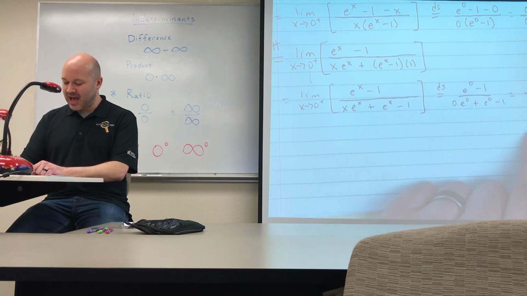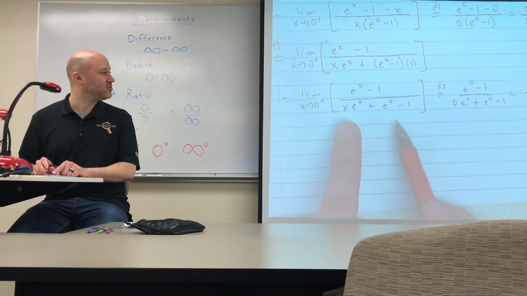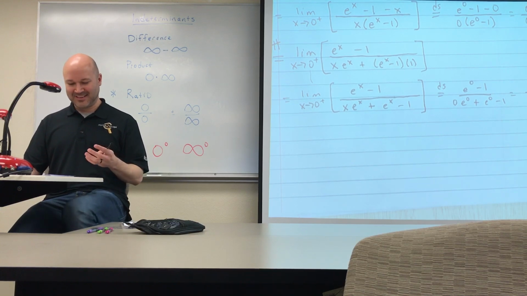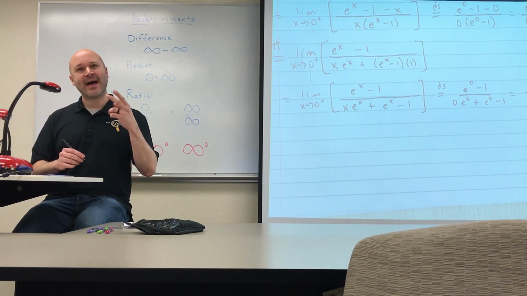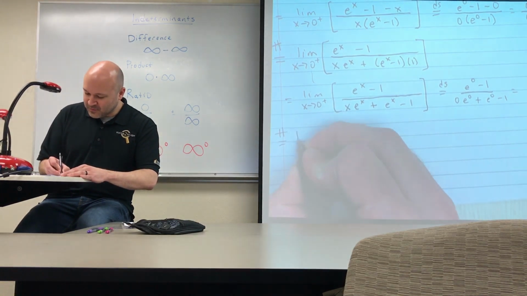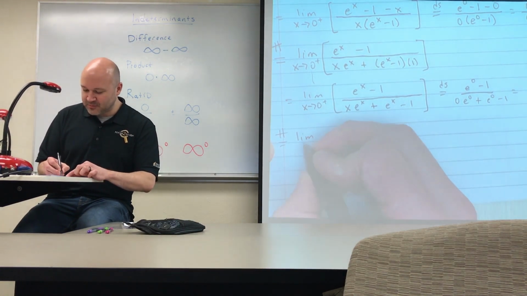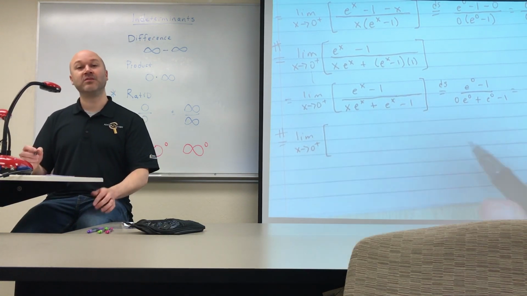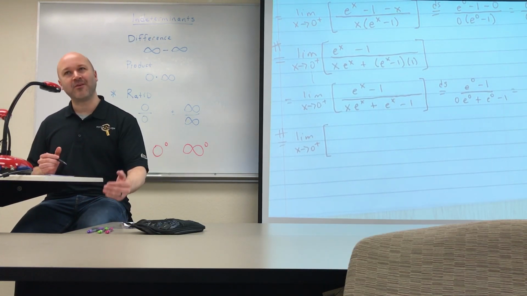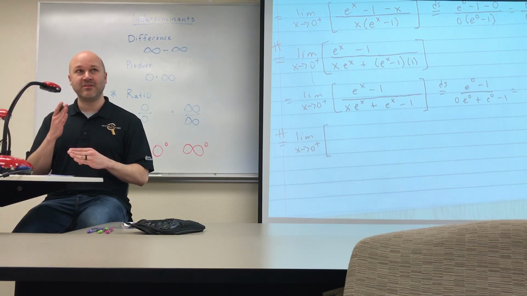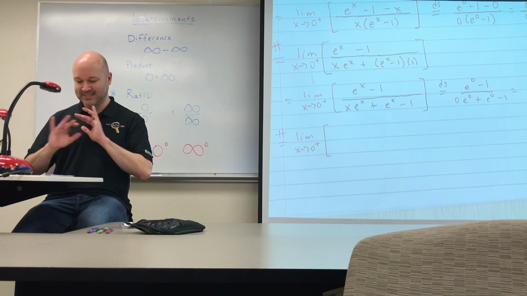L'Hopital says I can apply L'Hopital's rule to this function, and that limit will be equal to another limit. Okay, so I'm going to apply L'Hopital's rule a second time. It's equal to another limit, where I take the derivative of the numerator separate from the derivative of the denominator. Up top, I think it's easy. The derivative of e to the x minus 1 is e to the x.